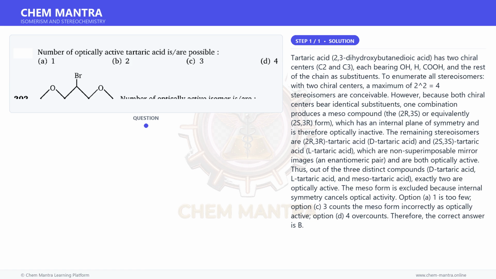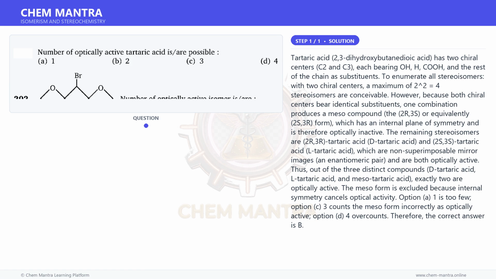However, because both chiral centers bear identical substituents, one combination produces a meso compound, the 2R,3S or equivalently 2S,3R form, which has an internal plane of symmetry and is therefore optically inactive.